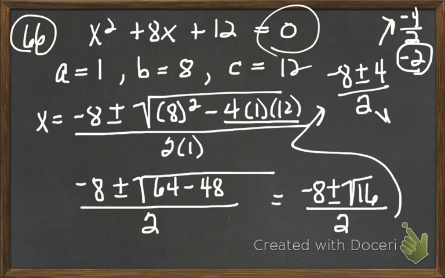And then your other answer is going to come from negative 8 minus 4. Negative 8 minus 4 is negative 12 divided by 2. And that's going to give you a negative 6.